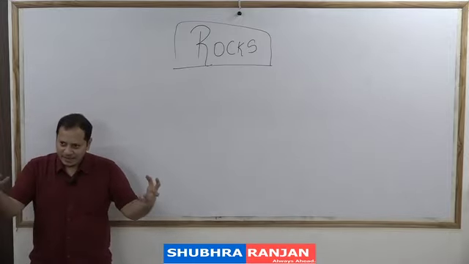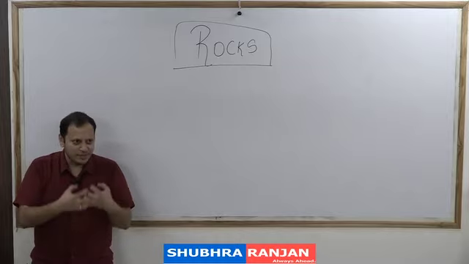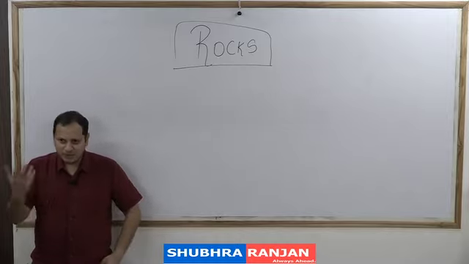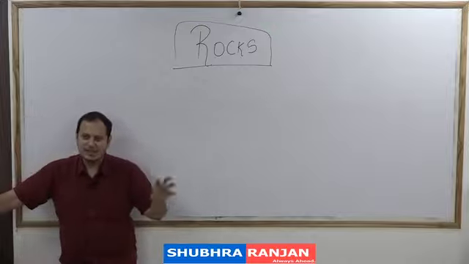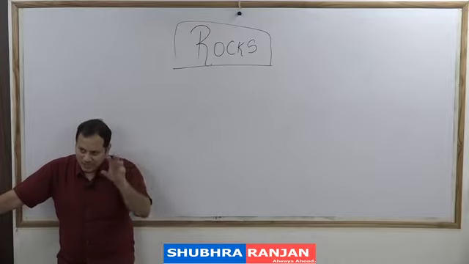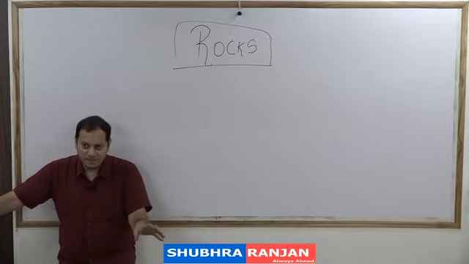Can I say aggregate of minerals in the solid form is known as rocks? Whatever the minerals are there in the earth, 2000 से ज़्यादा minerals हैं on the earth, उसका aggregation, उसका collection in the solid form is rocks.